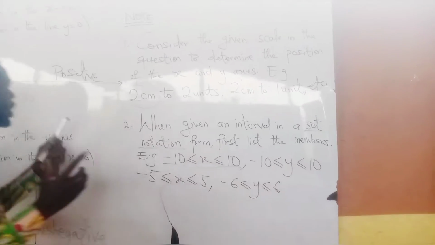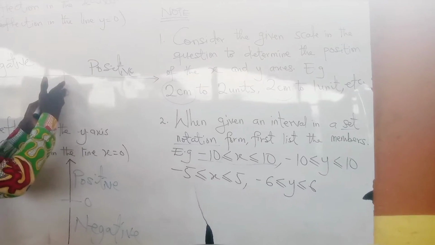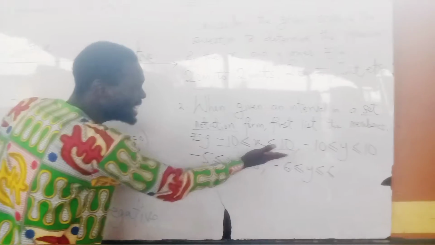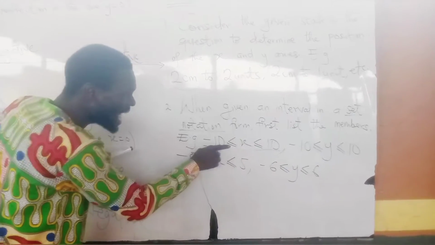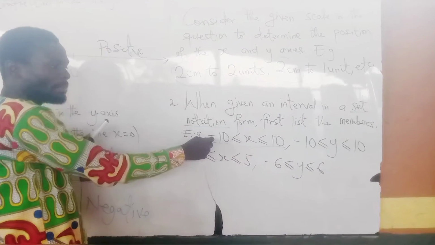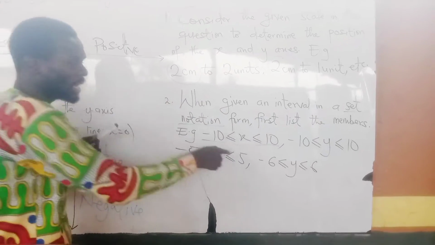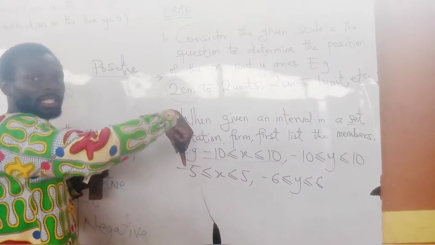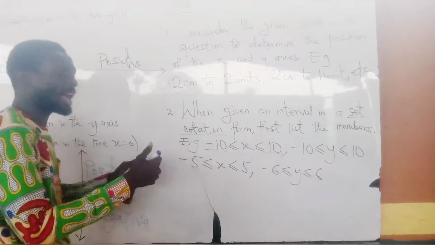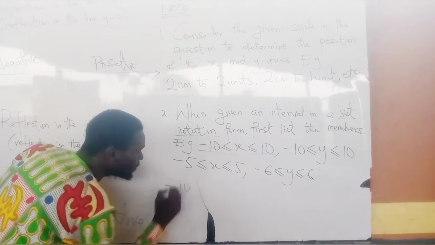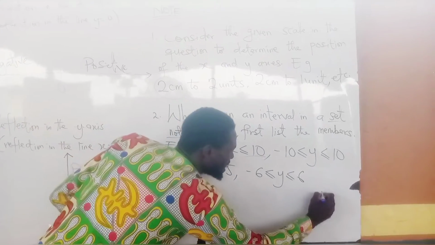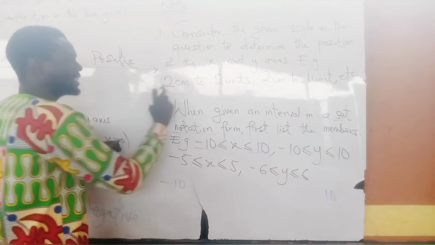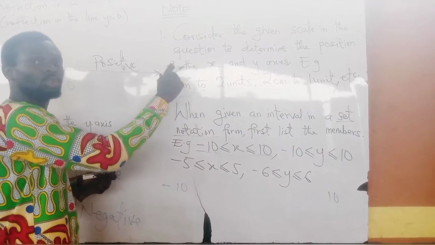Remember that we said on the x-axis, from the origin to your left are negative numbers. So if you are listing the members, this less or equal to means this number is included. This less or equal to also means this 10 is included. So on the y-axis, I am going to label from negative 10 up to positive 10. Remember that this goes with 2 centimeters to 2 units.